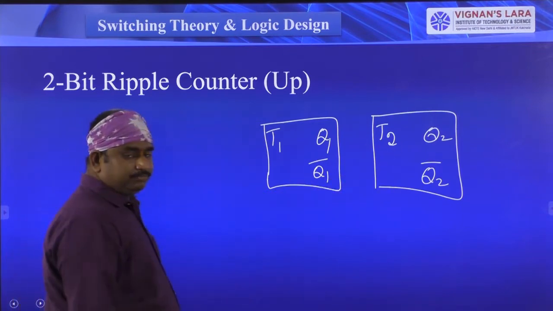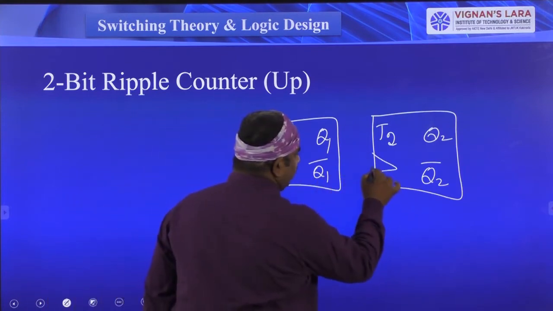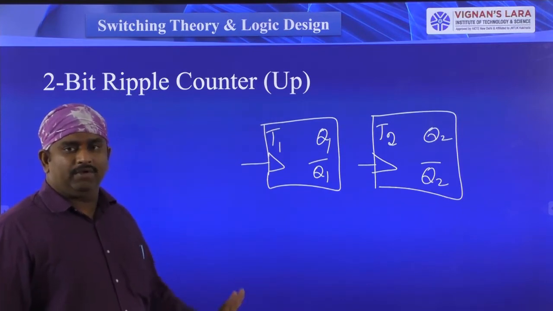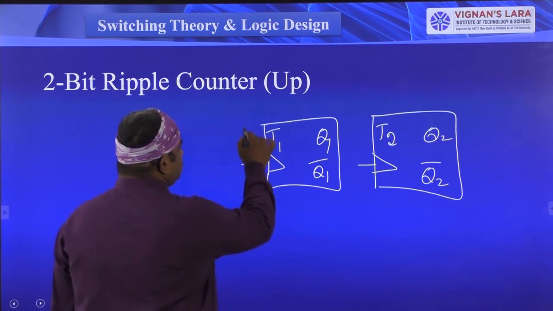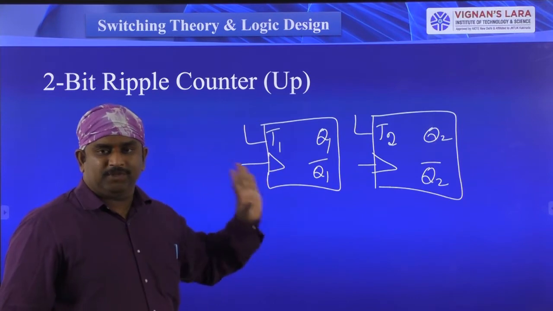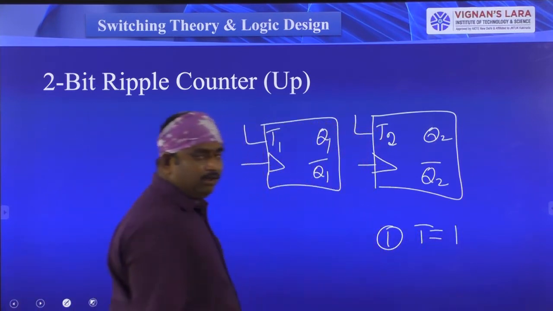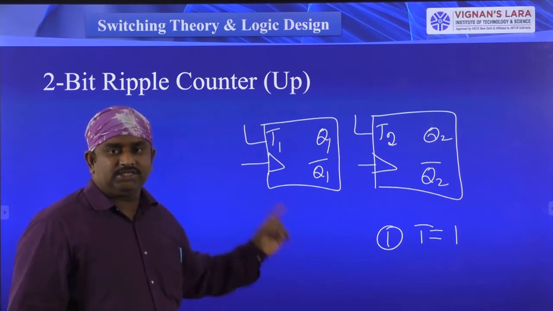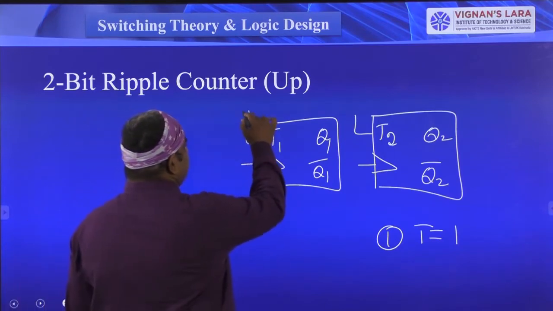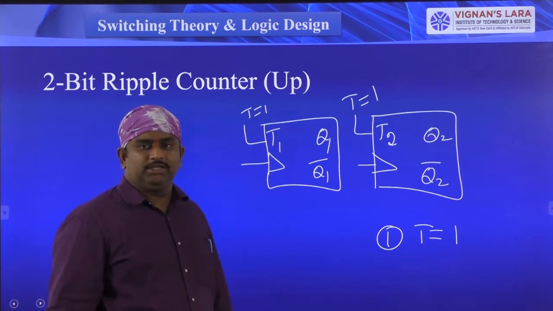Next, this one is very important. Here we have a clock signal for each flip-flop. Very good. Here we have the T input also. The first condition is that I am giving T is equal to 1 for both flip-flops. Here T is equal to 1, here T is equal to 1.